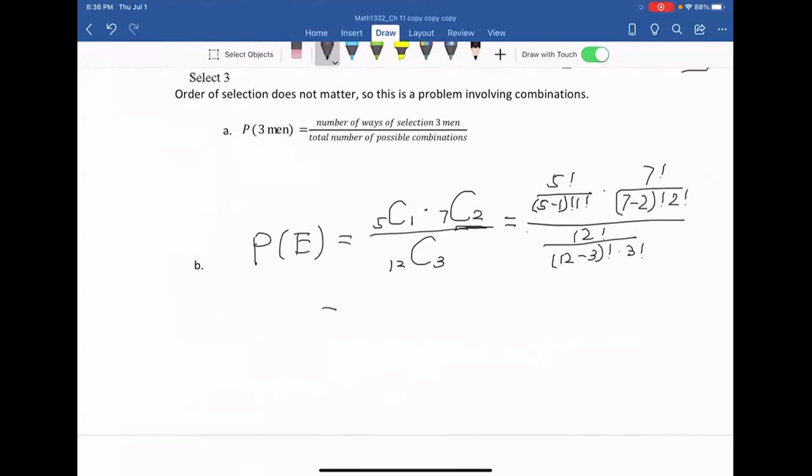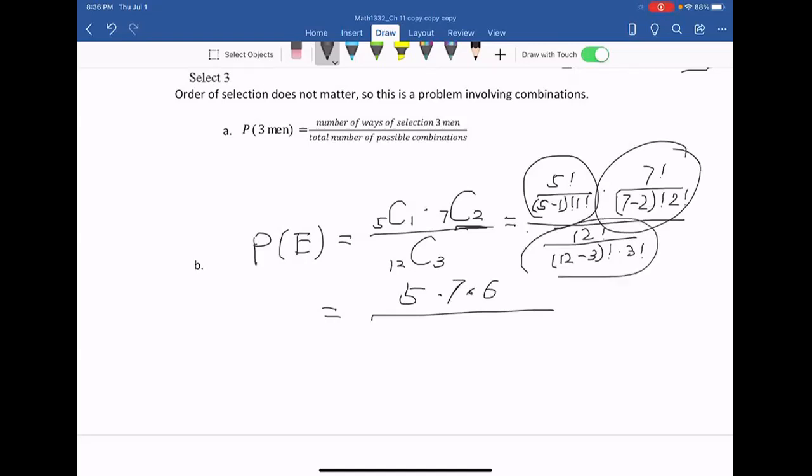Equals this part. So this part, I have 5. And this part, I have 7 times 6. And the bottom part, I have 12 times 11 times 10. I just skip some steps. You can do that by yourself.